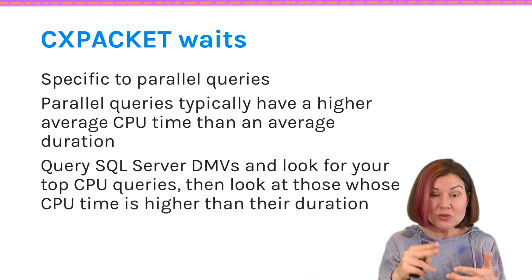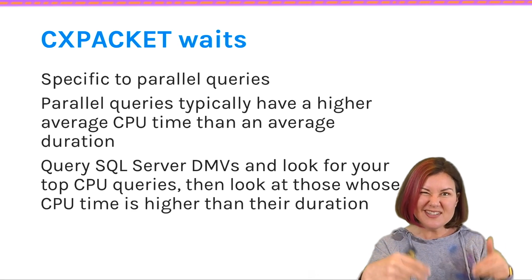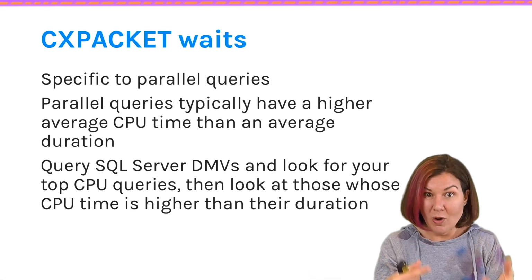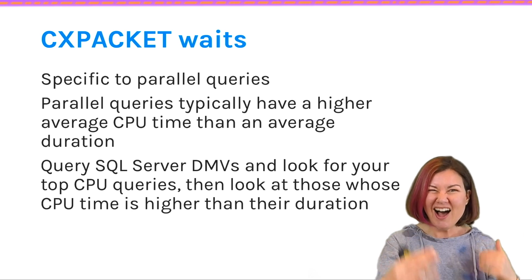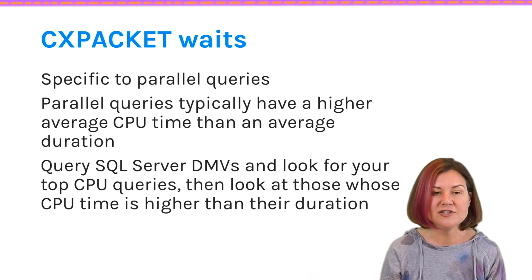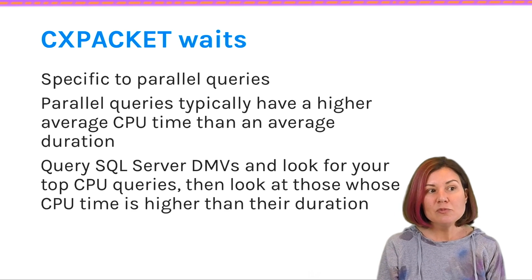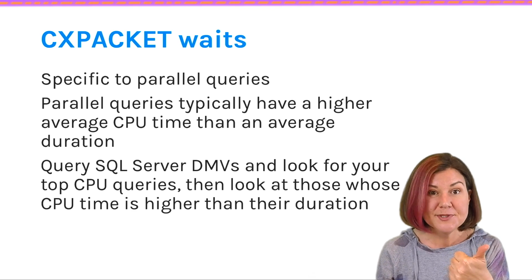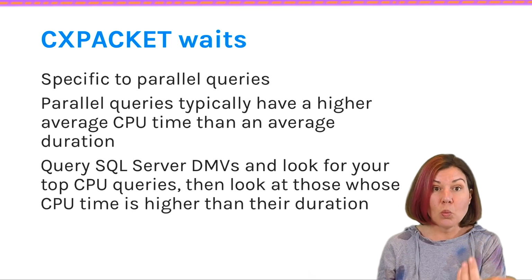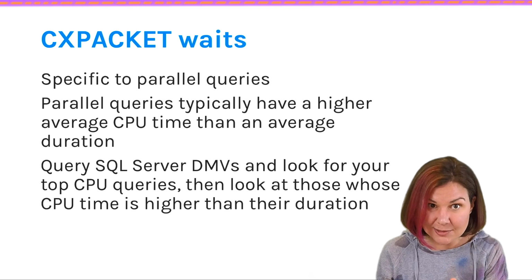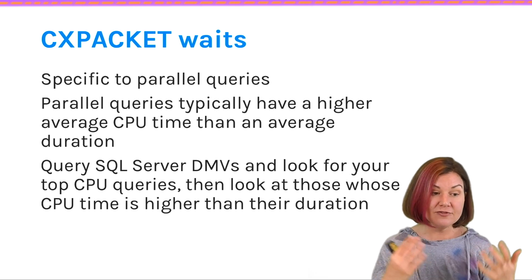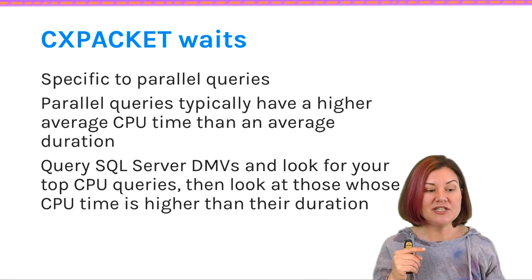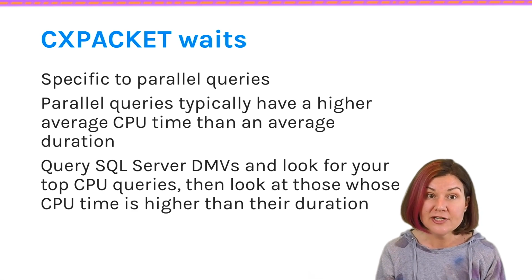It may use 2 seconds of CPU time, right? Because we're counting the CPU time for both of those cores for that duration of 1 second. So I have a higher CPU time for that parallel query than I do have a duration. If I'm looking at sys.dm_exec_query_stats, I can see how many times a query is executed and its worker time, aka CPU time, as well as its duration. And I can figure out, hey, just do a little division. What's the average CPU time for this query and what's the average duration?